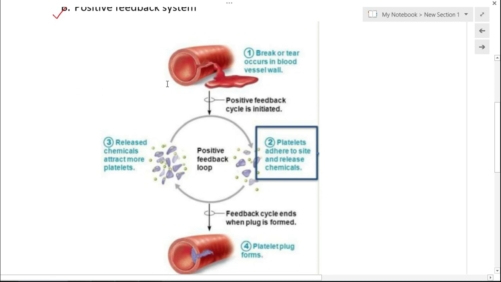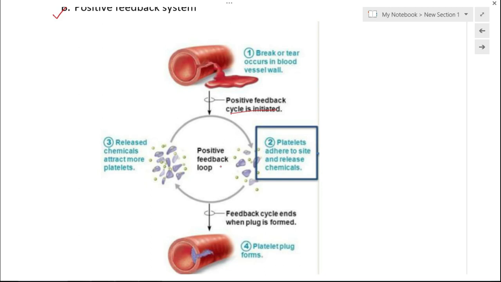Here in this picture, how the positive feedback system works in blood clotting. Suppose there is a break of a blood vessel and blood is coming out. The positive feedback cycle is initiated. The platelets come and adhere to the site and release chemicals. These chemicals attract more platelets, and these more platelets produce more chemicals. Again it will attract more platelets and produce more chemicals. This is the positive feedback mechanism, which means it needs more and more.